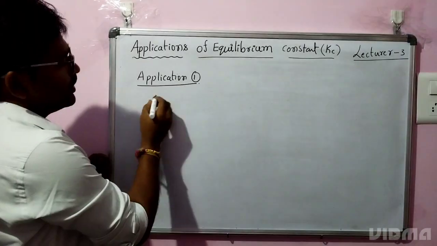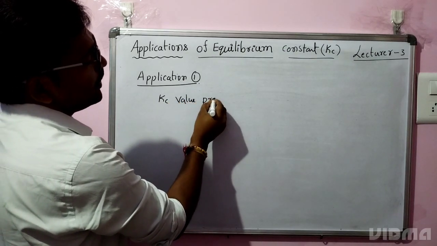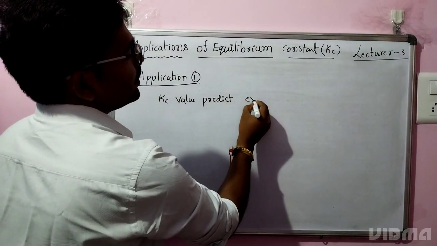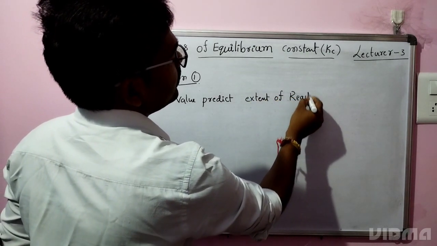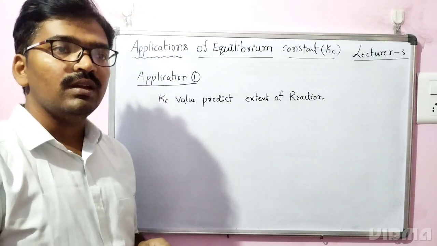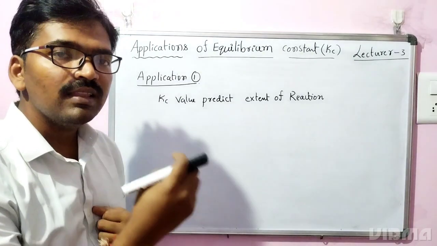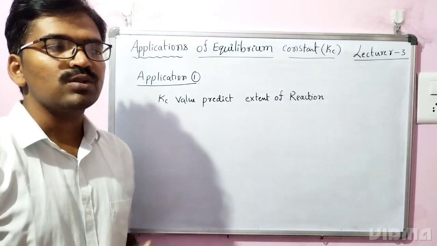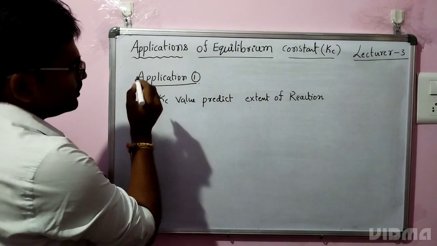Here, the Kc value predicts the extent of reaction, nothing but whether products are formed more or reactants are formed more. Based on the Kc value, we can say that reactants are more or products are more. So how is that? We have to discuss based on the Kc value.